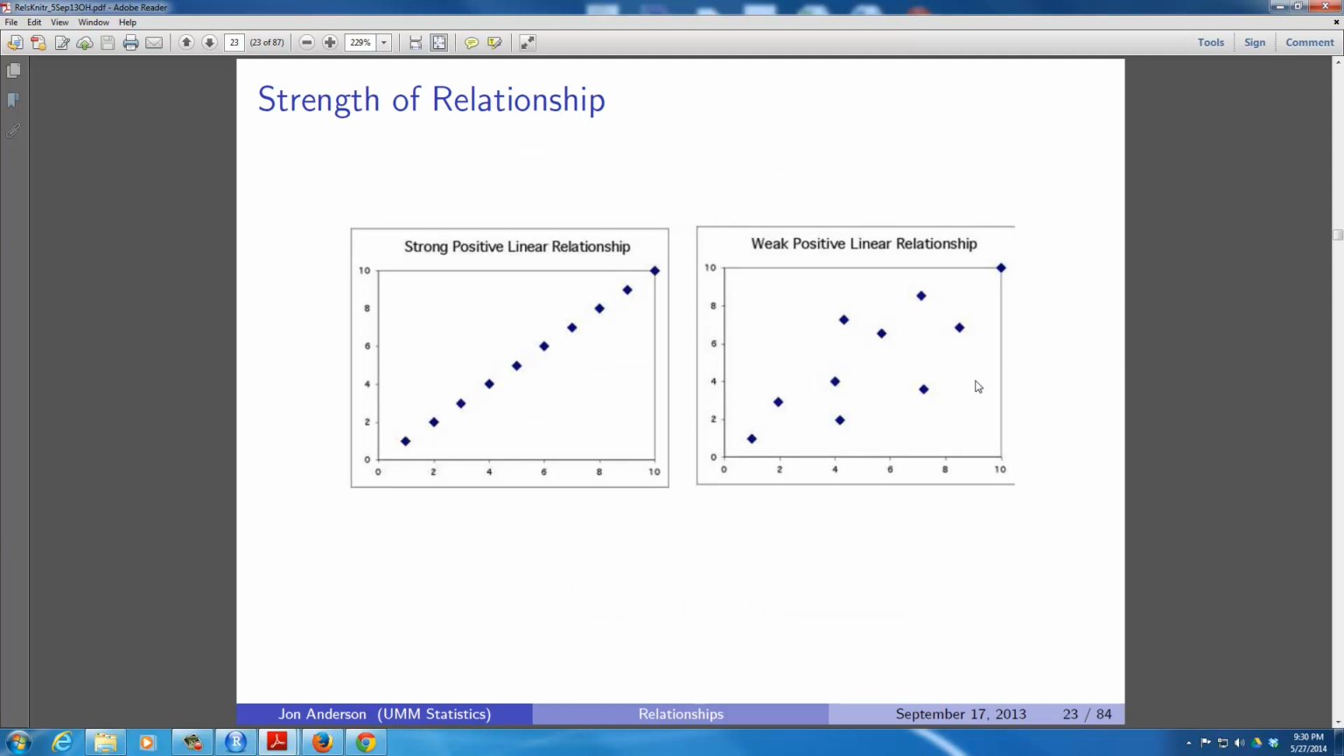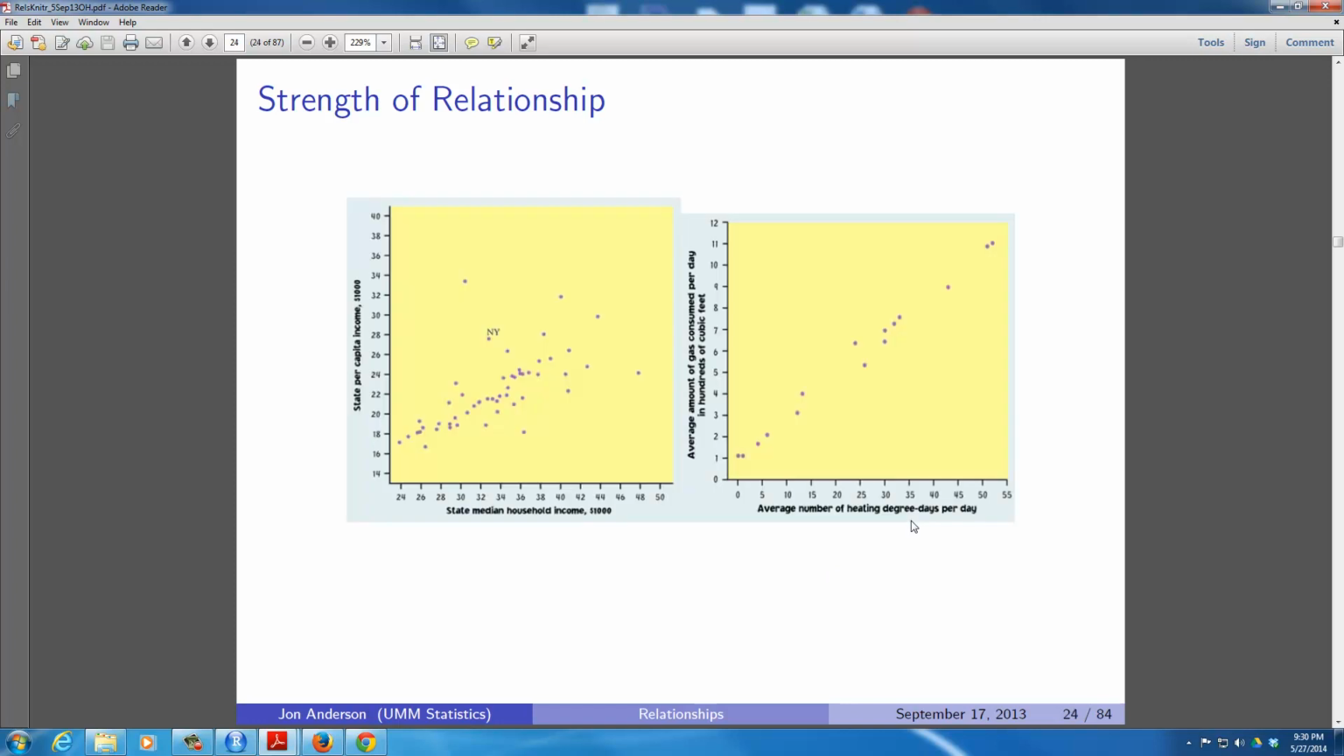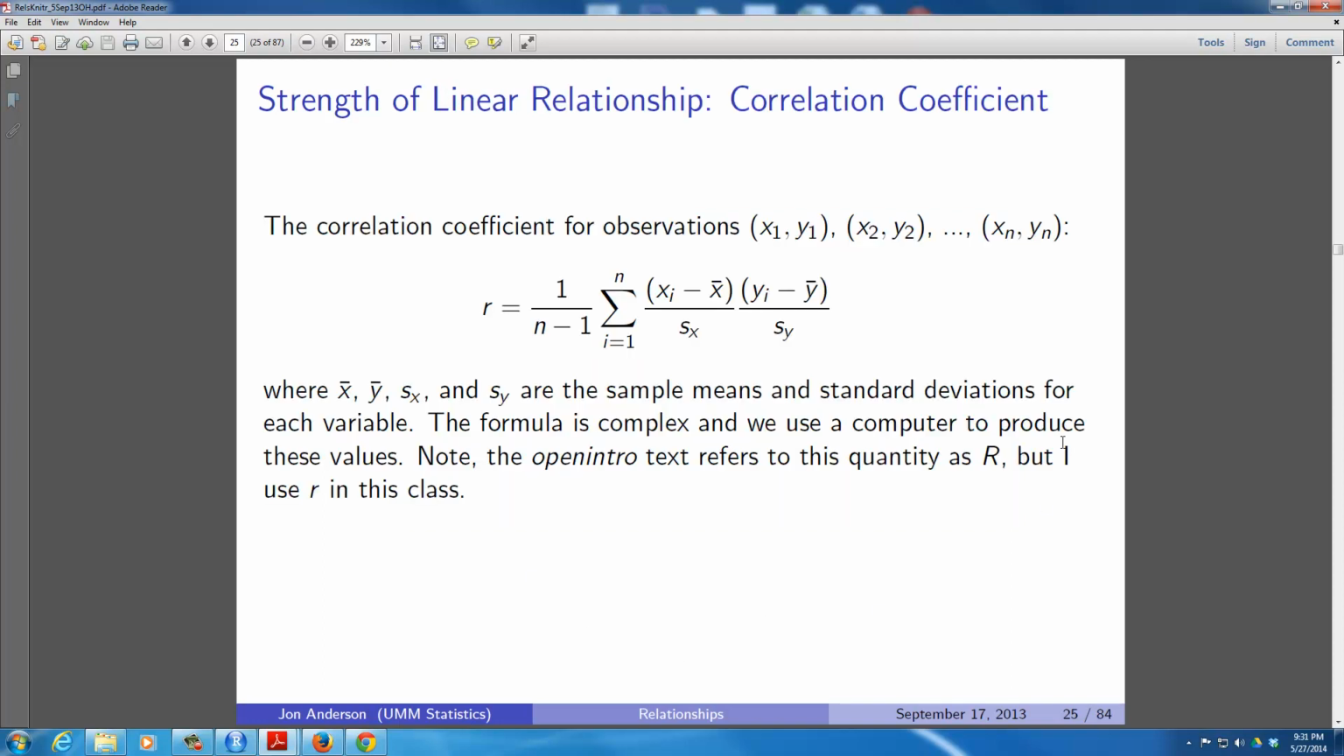What we're going to work on next is strength of the relationship. In the left-hand display, there's a very strong positive association between x and y, and a less strong relationship in the right graph. This is the concept of strength of relationship. You can see the same sort of thing in these two graphs. The graph on the right is a much stronger positive pattern than the graph on the left. There's more scatter, less strength, less strong relationship.